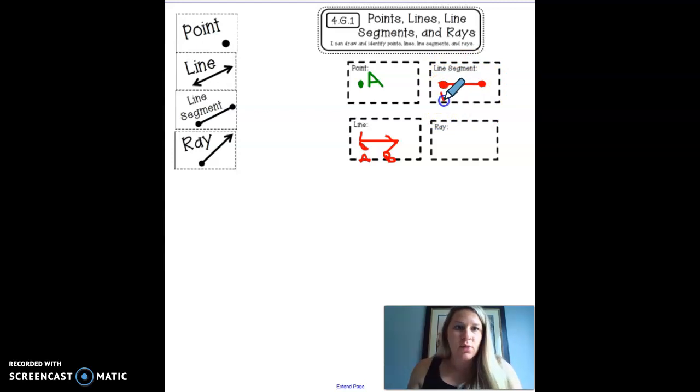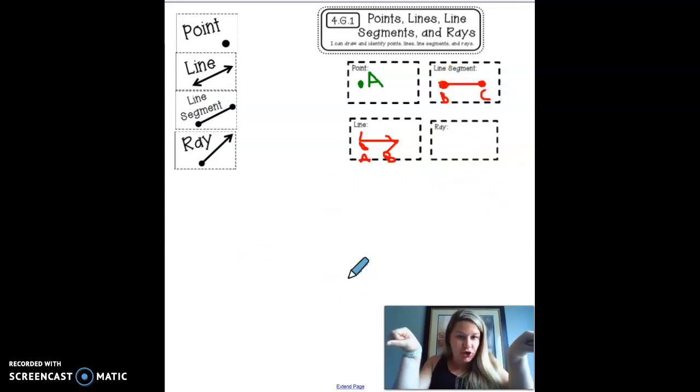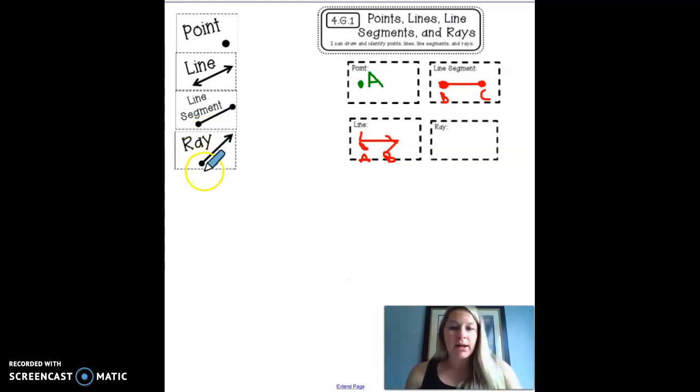We could call this one line segment BC. Okay, that's its name. Its name is BC. Okay, so line segment, 2 points, arms out straight. Okay, last but not least, you have a ray. Okay, we have a straight line again, but on one side, we have an arrow, and one side, we have a point. We'll name this one DE. Okay, a ray.